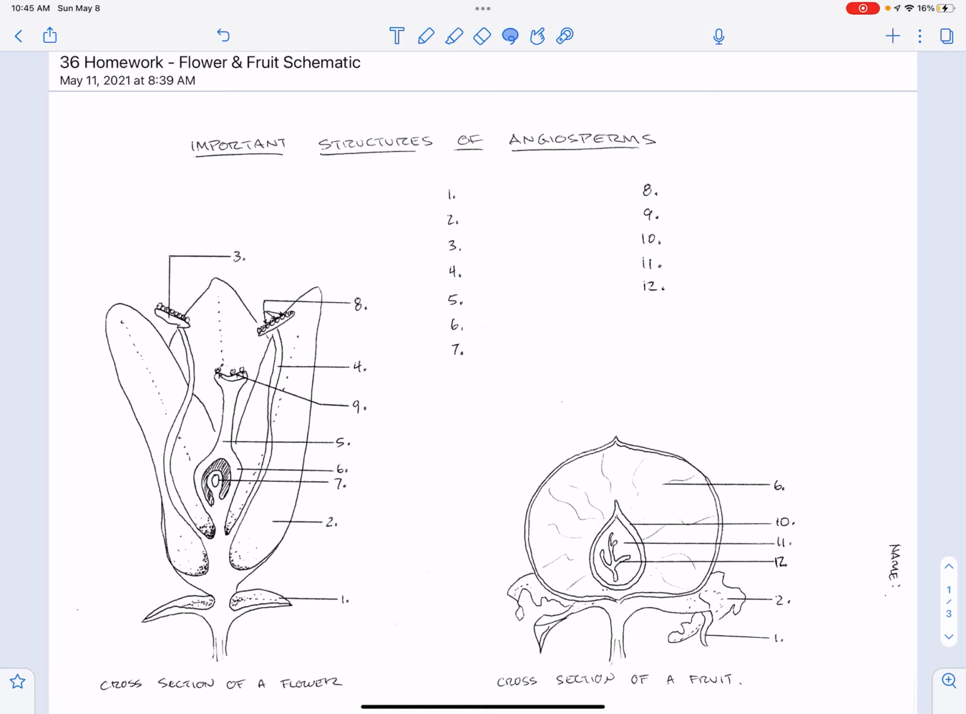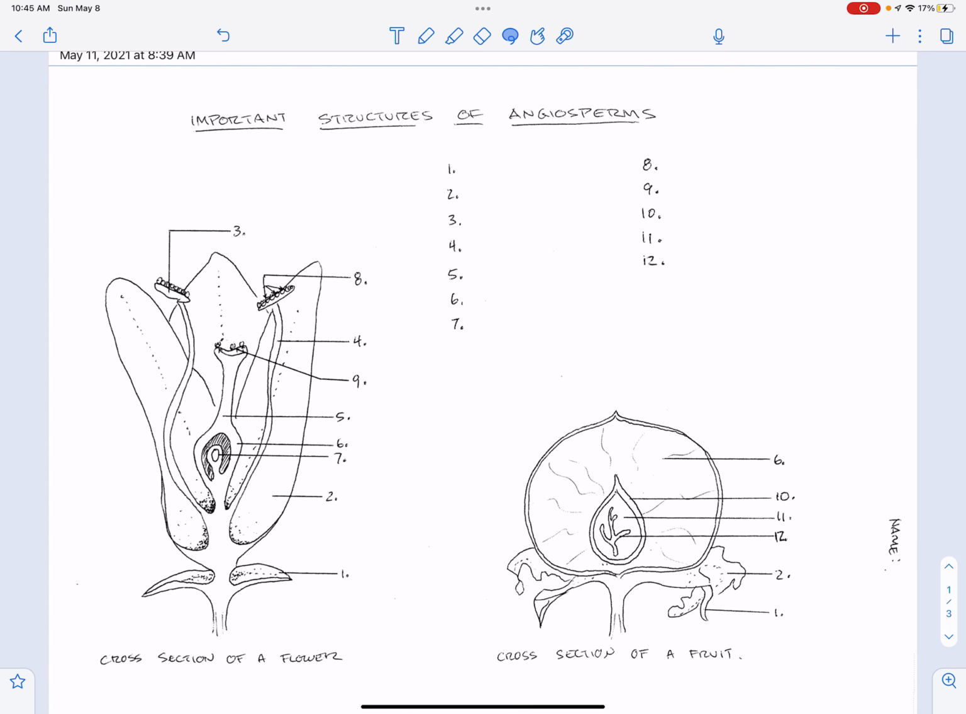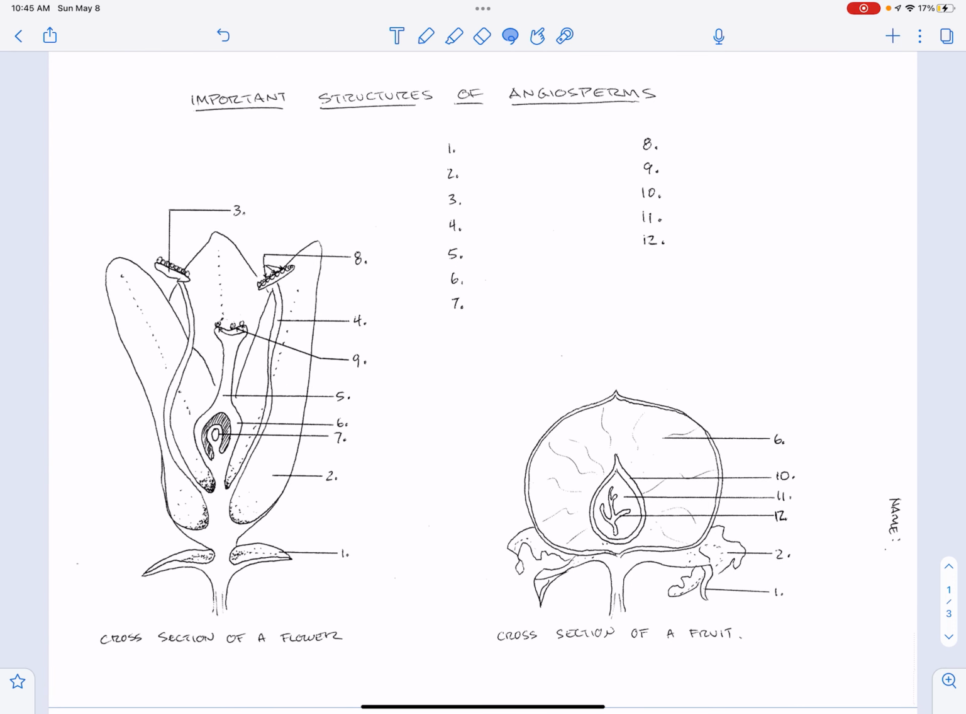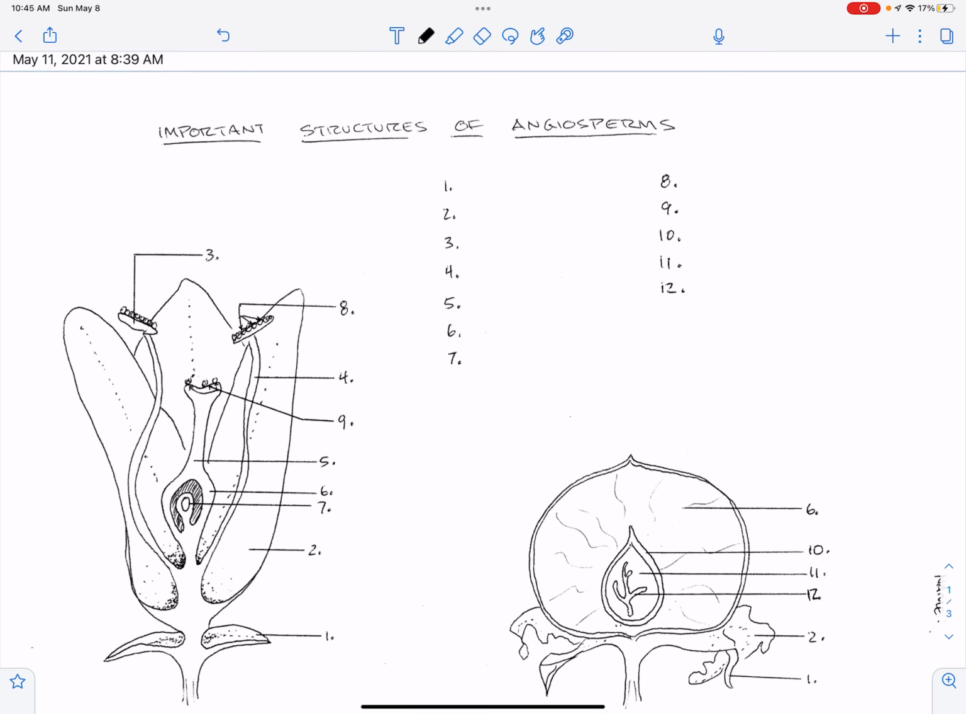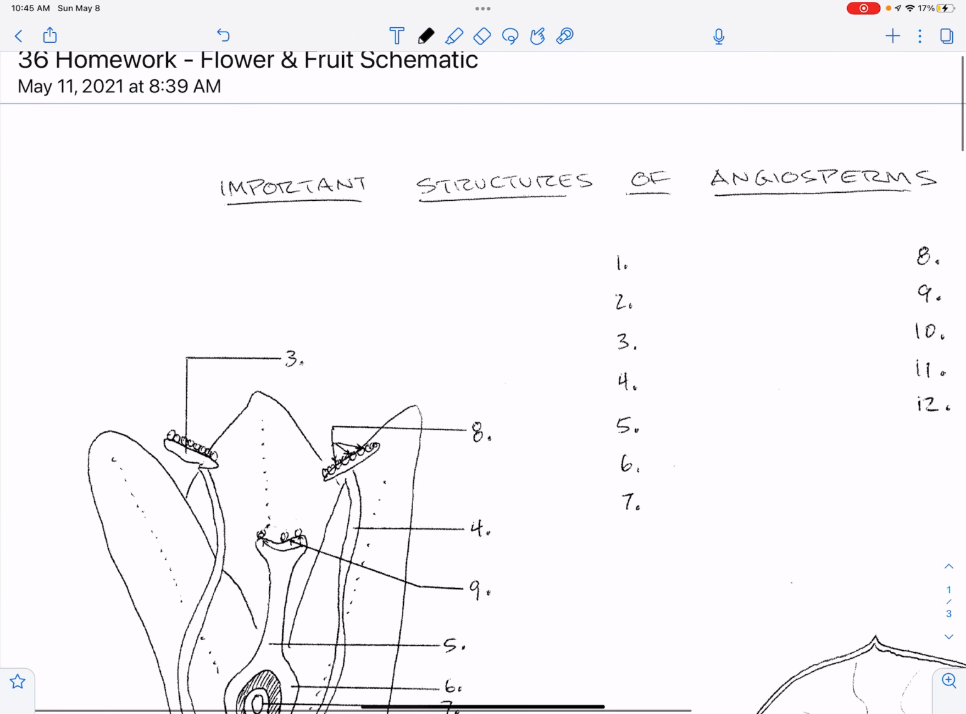Hey Team Bio, I hope you enjoyed The Private Lives of Plants, narrated by David Attenborough. Some super cool plants and their pollinators, and great examples of co-evolution in that film. We are studying plant sexual reproduction because the next big unit that we're jumping into is meiosis.